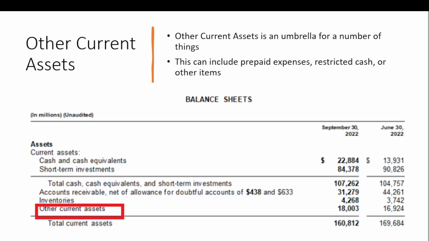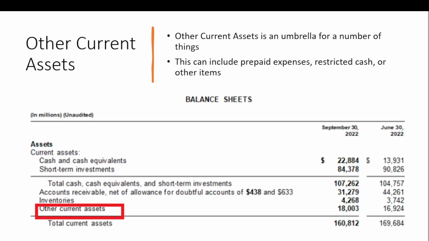Now let's talk about other current assets. So other current assets is essentially this umbrella term, and it could be a number of things. So this can include something like prepaid expenses, restricted cash, or other items. Now, they don't necessarily have to disclose what these other current assets are. So generally, when you do see a large change from one quarter to the next, you might see a disclosure note that tells you, hey, this is why other current assets is so much higher than the last quarter. But here, you didn't really see that much of a difference. So oftentimes, you just see it nested. They don't really break it out. Sometimes they might break it out for you, but that's kind of up to their discretion.